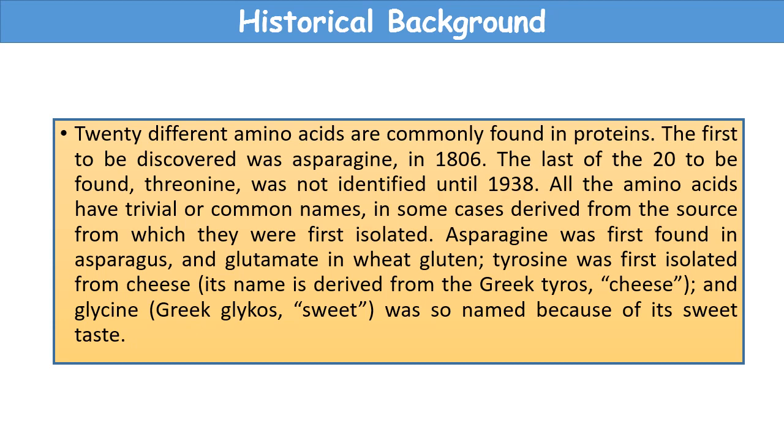Tyrosine was first isolated from cheese. Its name is hence derived from the Greek word tyros, which means cheese. And glycine, from the Greek word glykos, which means sweet, was so named because of its sweet taste.